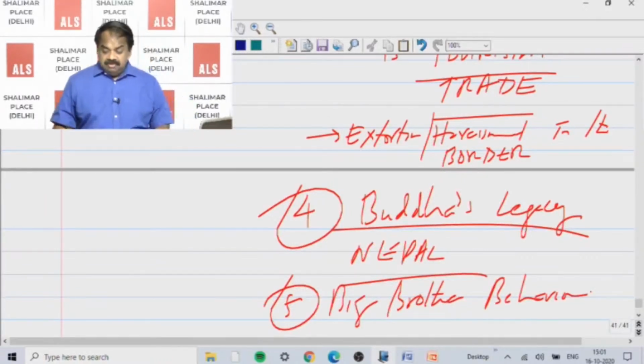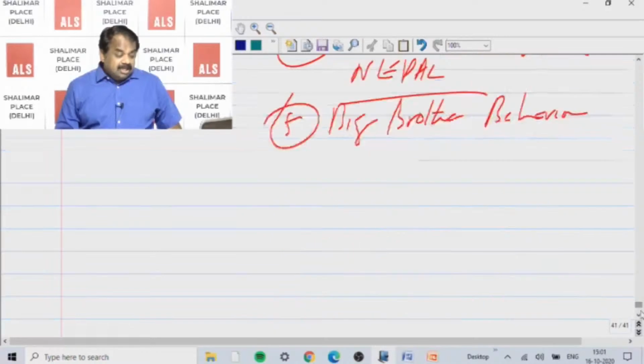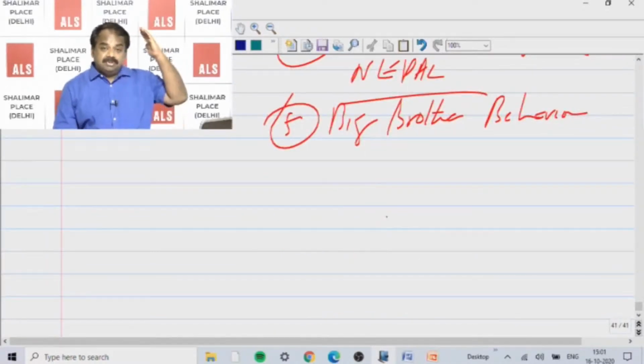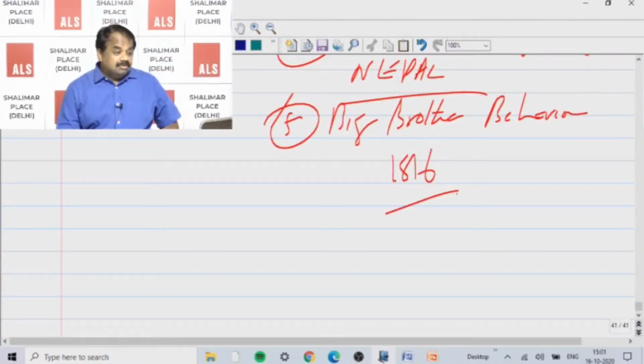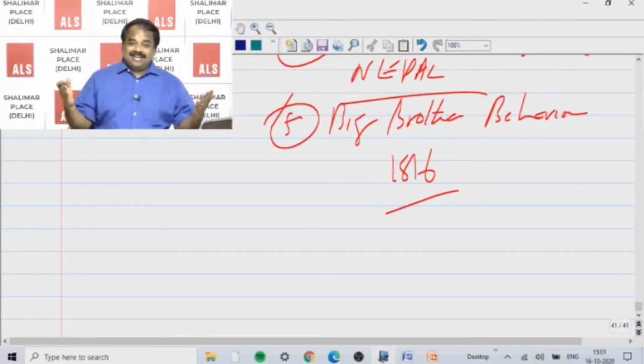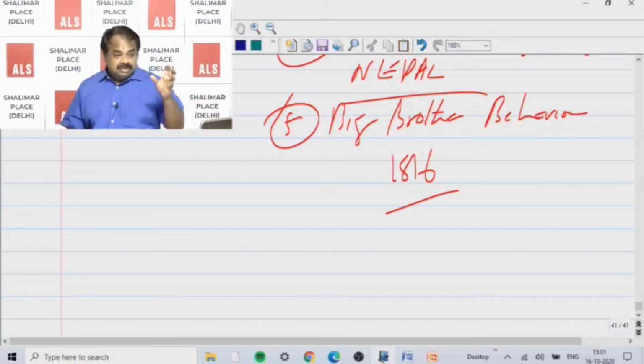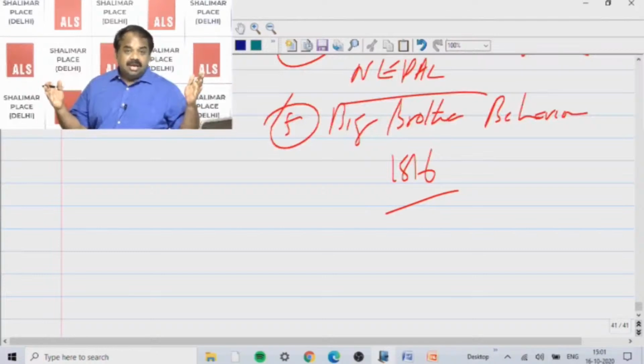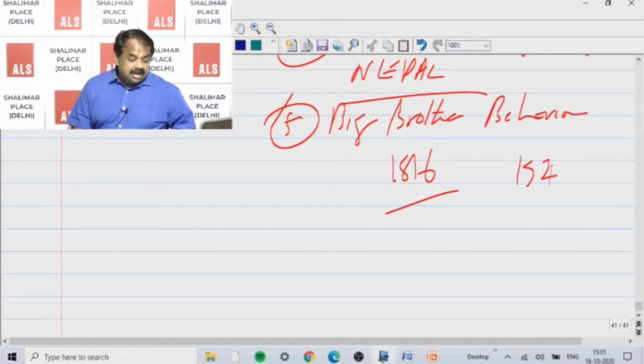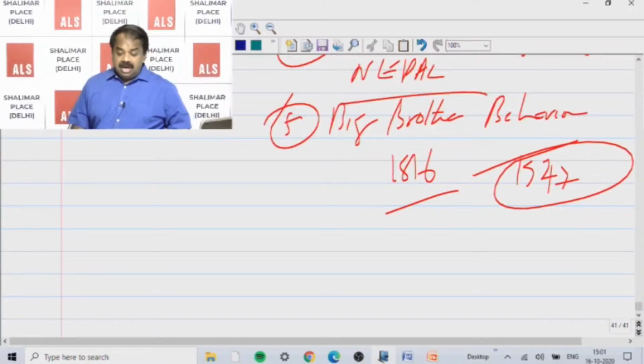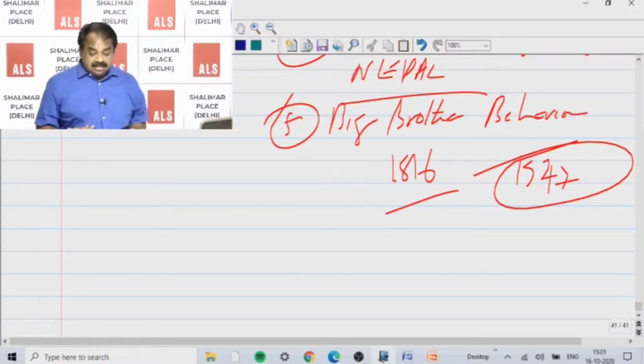Big brother behavior, because Nepal says India was formed only in 1947, but they were already there, the Treaty of Sugauli was in 1816. So who is big? Who is first? Nepal says they became a nation much before India, and India as a country came only in 1947. And you are talking about history and legacy and all.